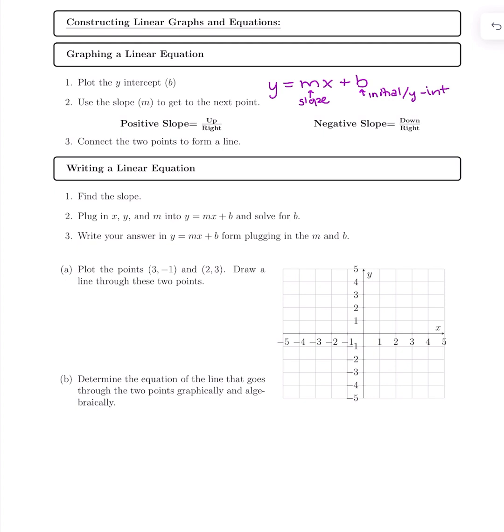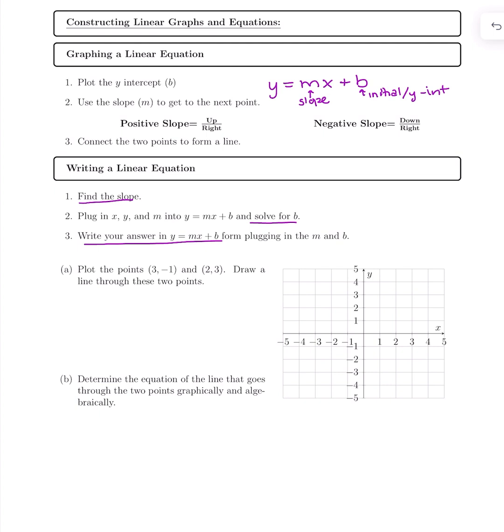We're going to construct linear equations using 3 steps. We're going to find the slope first, plug in everything to solve for b, and then write the equation y equals mx plus b. One way we could do this is graphically, finding the slope between 2 points.